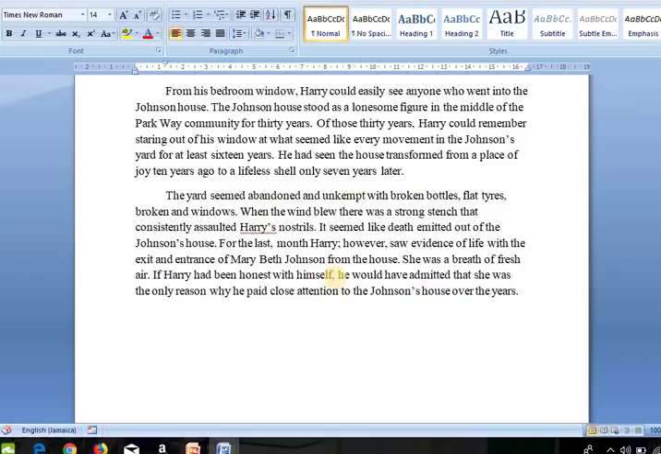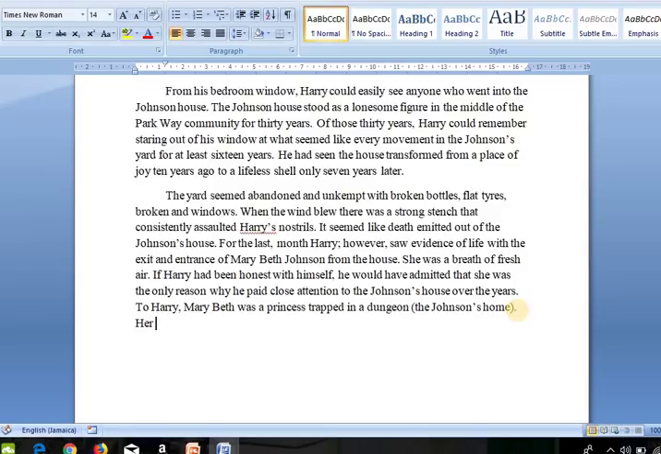And so she was the only reason why he paid close attention to the Johnson's house. To Harry, Marybeth was a princess trapped in a dungeon. Guys, my brain. Now you see the inner workings of my brain. Oh, Lord. To Harry, Marybeth was a princess trapped in a dungeon. I'm going to put, come on, the Johnson home. Put, oh, the Johnson's home.